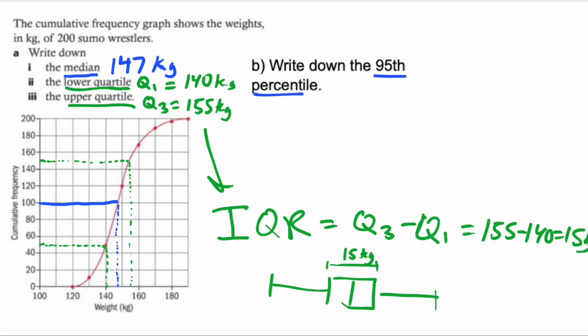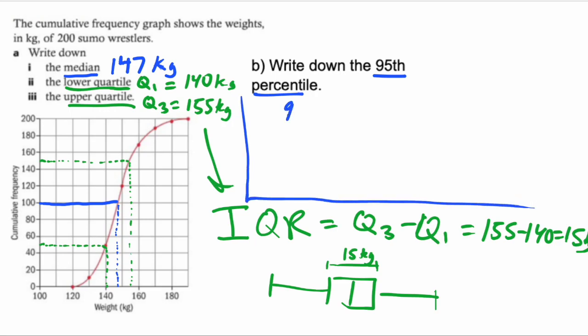Next, percentiles. So the 95th percentile is the point at which 95% of sumo wrestler weights are below that. Okay? So you can call the lower quartile the 25th percentile and the upper quartile the 75th percentile. Anyway, we're looking for the 95th percentile.